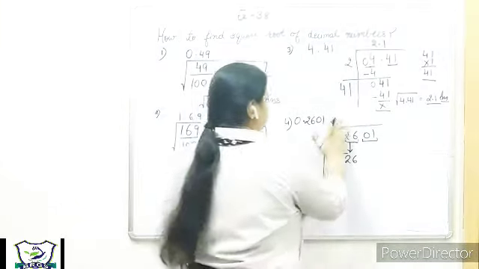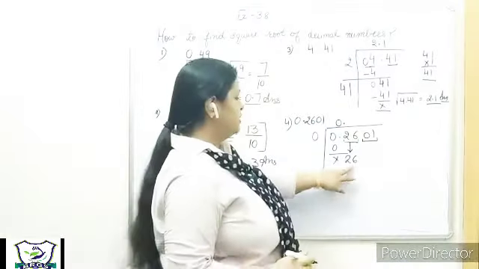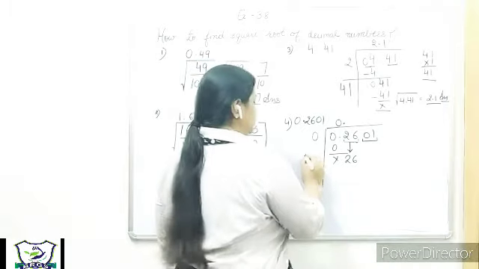Okay, no, this way. Okay, now 26. So we have to find a square number. First add 0 plus 0. 0 plus 0 is 0.